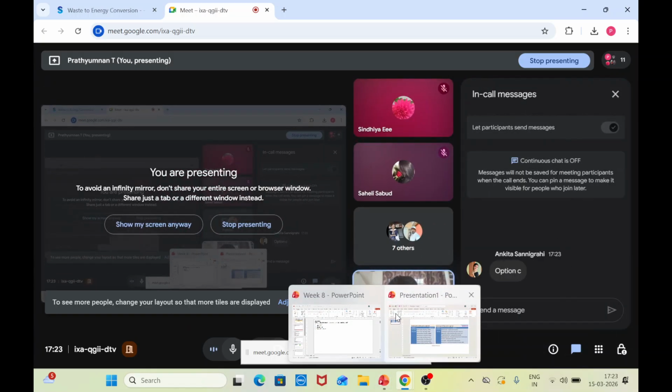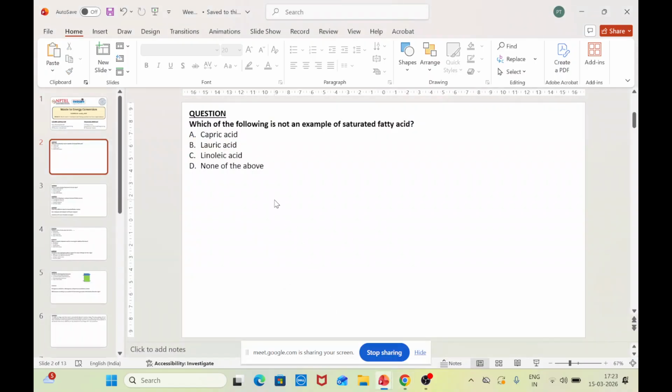Option C, linoleic acid. Okay. So does everyone agree with that? That linoleic acid is not an example of saturated fatty acid? I hope everybody has an understanding of what saturation is. Like in the case of a carbon based compound, what exactly saturation and unsaturation means, that distinction, everyone is clear. I hope everyone is clear.